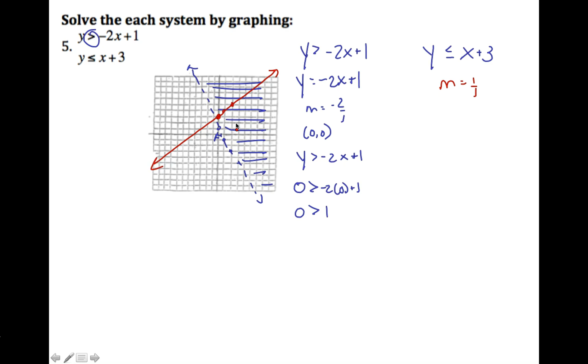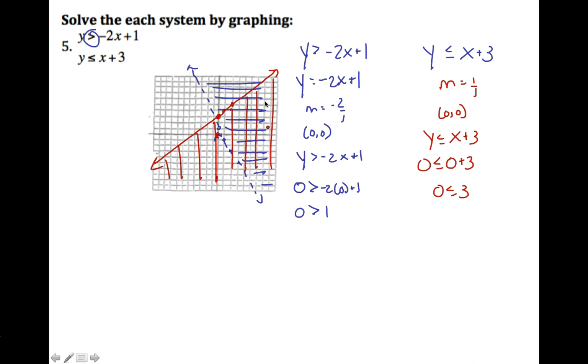And then we're going to do the same thing. Pick a point that's not on the line. That would be 0, 0. So if I put 0, 0 into my original inequality, 0 is less than or equal to 0 plus 3. You get 0 is less than or equal to 3, which it is, so this one is shaded below.